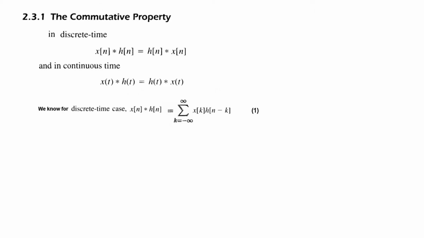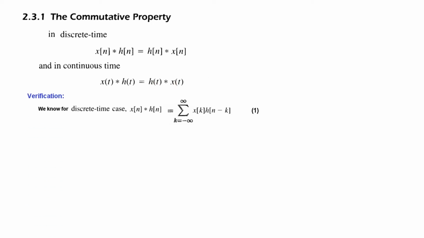The commutative property is very simple. If we talk of discrete time, then you can see that x[n] convolved with h[n] can also be written as h[n] convolved with x[n]. So their places have been changed basically. And similarly in continuous time also, x(t) convolved with h(t) is equal to h(t) convolved with x(t).